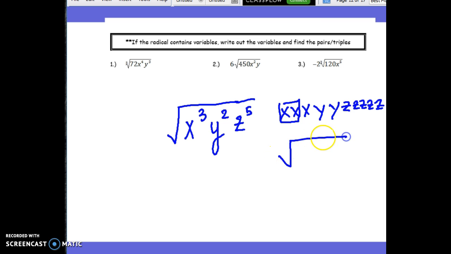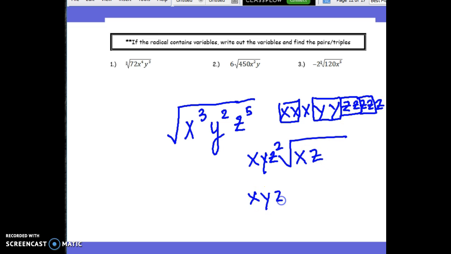So what comes outside of the radical: I have 1 pair of x's, and I have 1 left over. How many pairs of y's do I have? I have 1 pair of y, and I have 0 left over. How about my z's? I've got 2 pairs of z's, so it would be z squared with 1 left over. So it would look like this: x y z squared times the square root of x z.